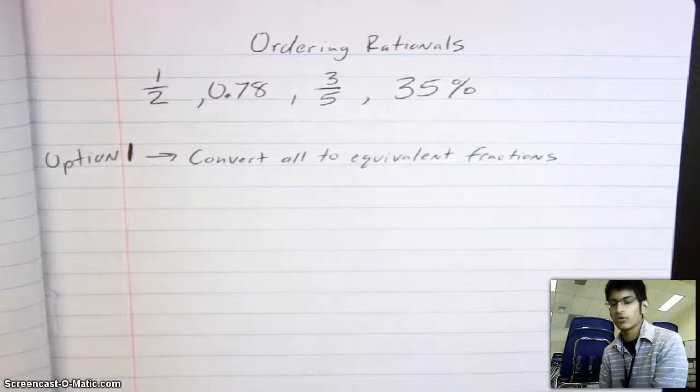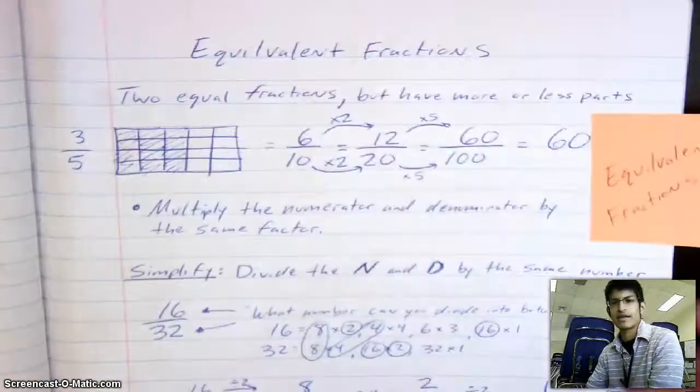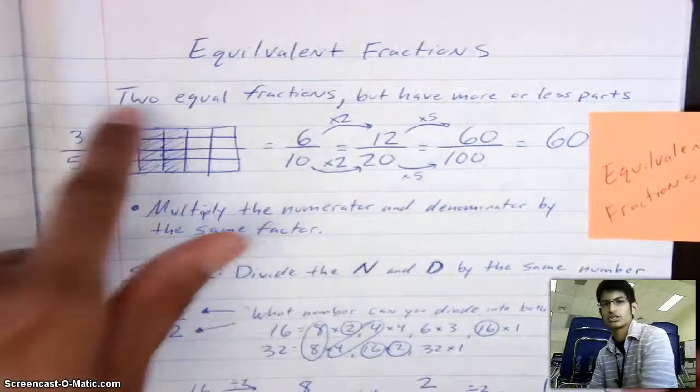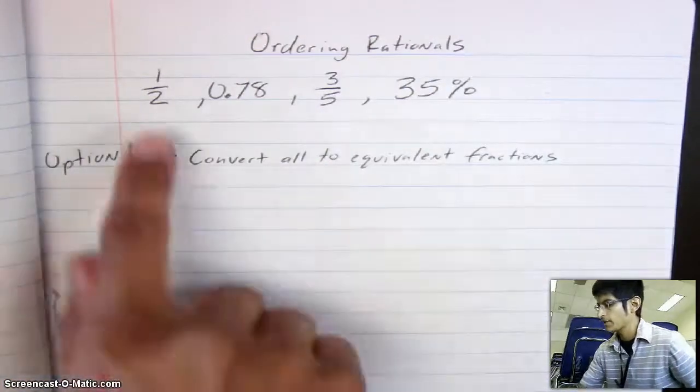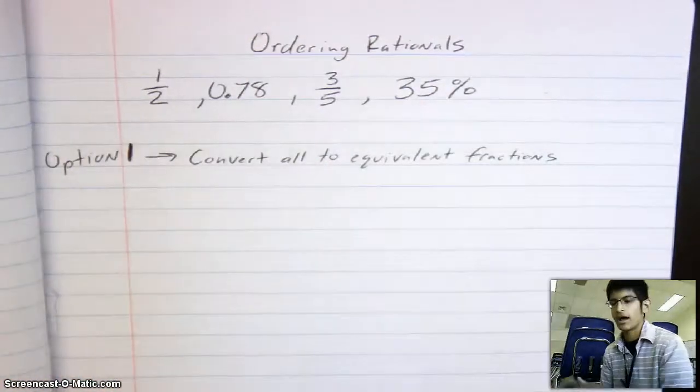And we've actually done notes on this. If you turn back in your notebooks, you should have that page tagged. It looked like this page. So one option is to make all of these be a fraction with the same denominator.